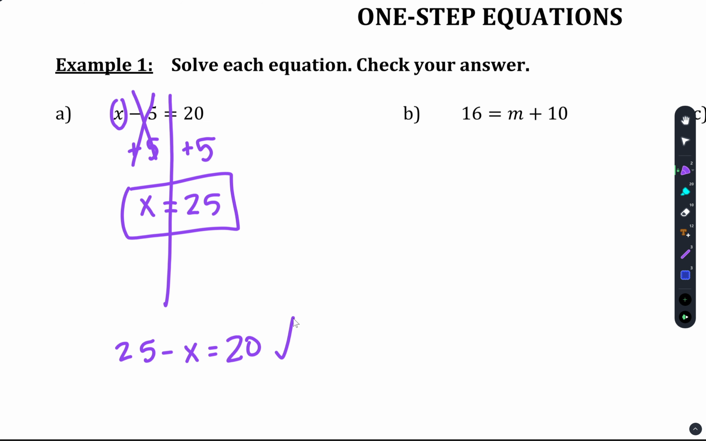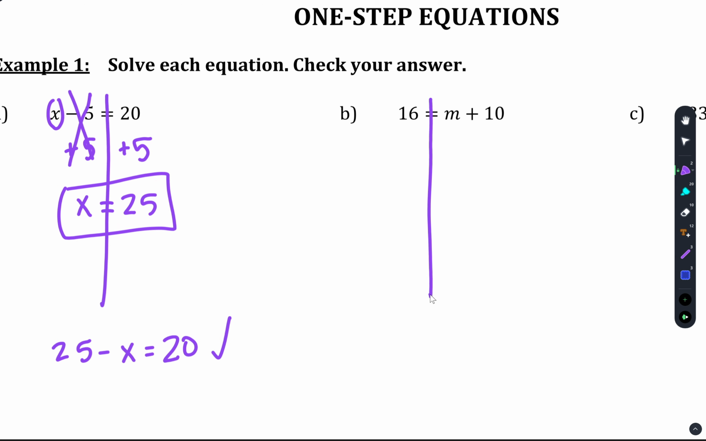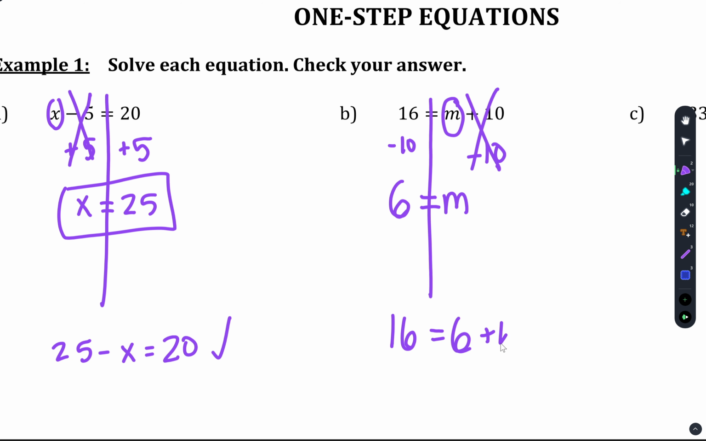Questions? We're going to do the same thing for all of these. So for letter B, draw that railroad track down the middle. What I do to one side, I have to do to the other. Here is my variable. It's m plus 10. What's the opposite of plus 10? Minus 10. So that cancels out on the right side. On the left side, I have 16 minus 10, which is 6, equals m. And we can always double check it if I want to. That looks pretty good to me.